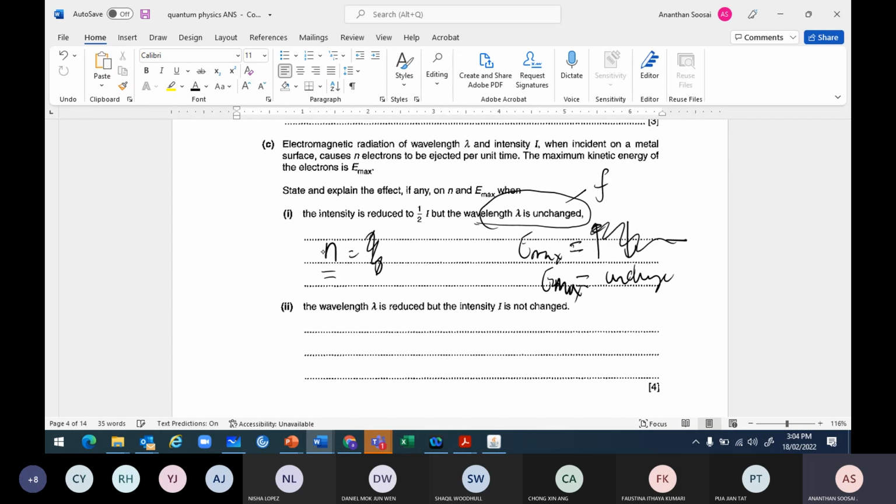Emax unchanged. How about N? The intensity is reduced. What happened to the number of electrons per second? Also reduced. Yes, both reduced. N is reduced, Emax unchanged. Good, so those who got N reduced and Emax unchanged are correct.